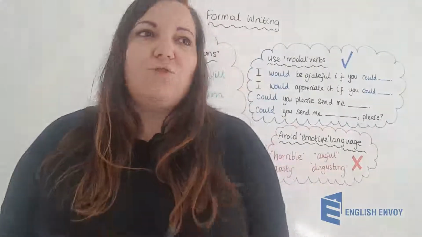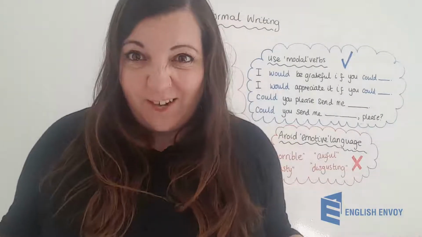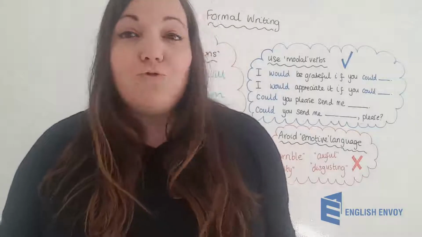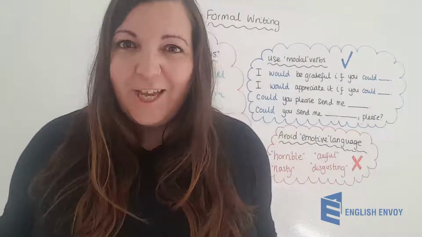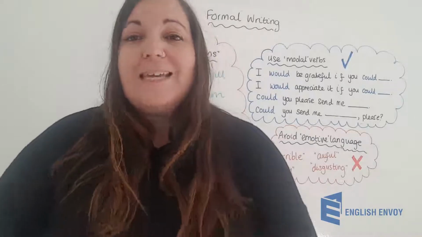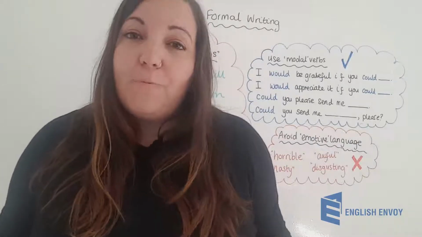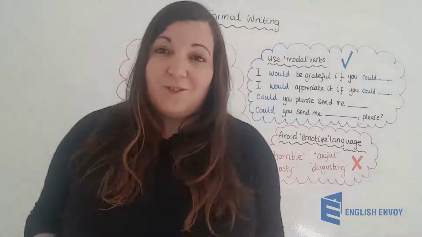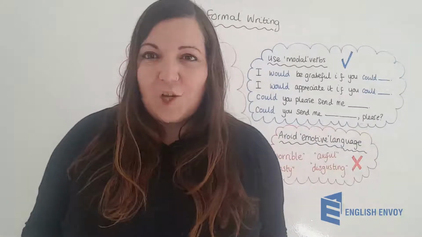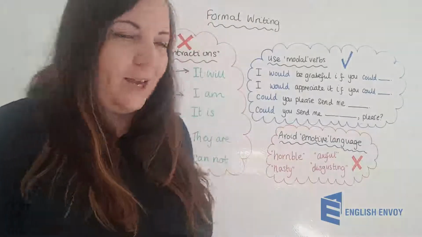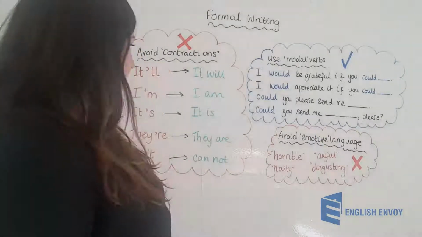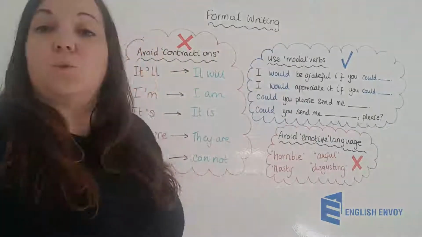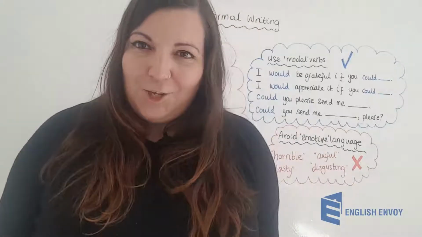Let's say you were in the restaurant and your dinner didn't taste very nice. Don't tell the waiter that your dinner was disgusting, or don't write a complaint to the restaurant manager saying that your dinner was awful. Keep the emotion out of it by avoiding words that convey your emotion. So here are some examples of do's and don'ts. I want you to try next time you are writing a formal letter or a polite email, avoiding contractions, avoiding emotive language, but using modal verbs such as would and could to formulate your writing.